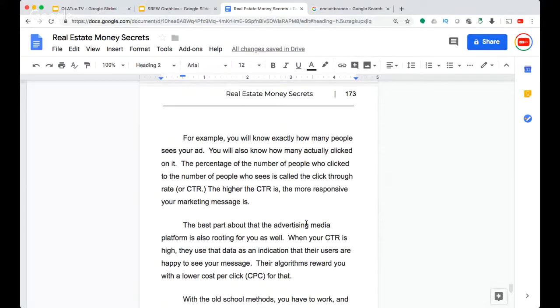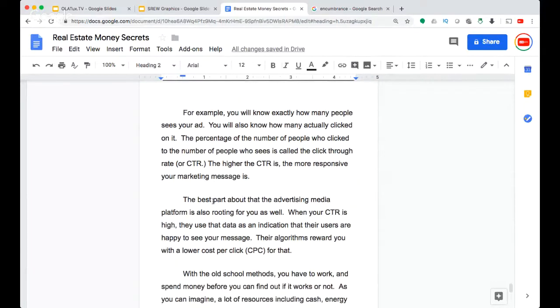For example, you will know exactly how many people saw your ad. You will also know how many actually clicked on it. The percentage of the number of people who clicked to the number of people who saw is called the click-through rate, or CTR. The higher the CTR is, the more responsive your marketing message is.